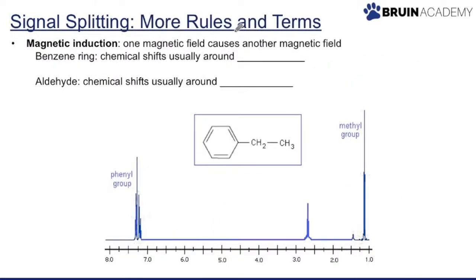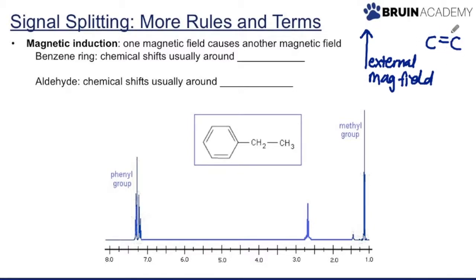All right, the last thing I want to highlight is something called magnetic induction. Magnetic induction refers to when one magnetic field causes another magnetic field. This is used more in reference to when you have pi electrons to work with. So if we were to apply an external magnetic field, this often causes pi electrons, such as in a carbon-carbon double bond, to shift around and move throughout the molecule.